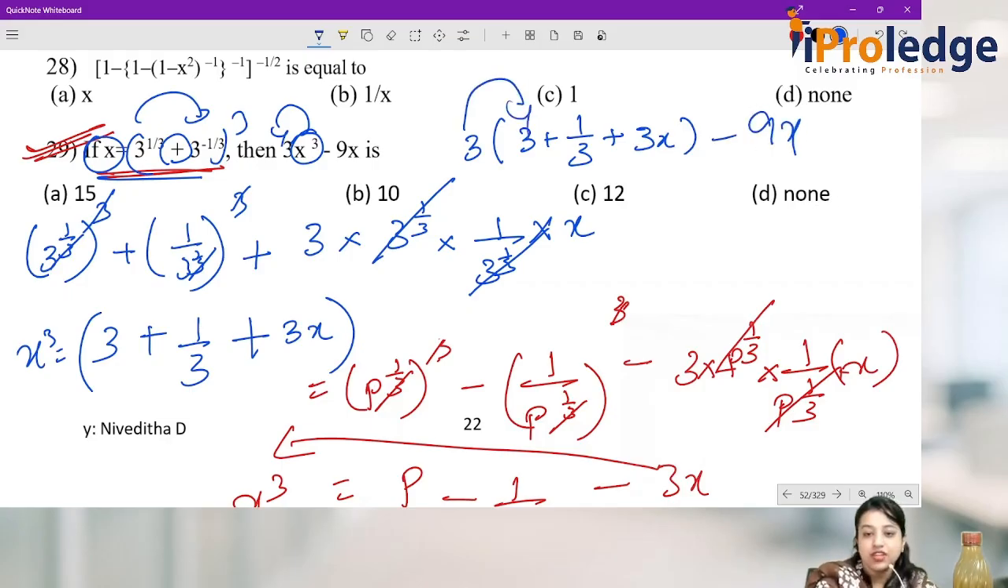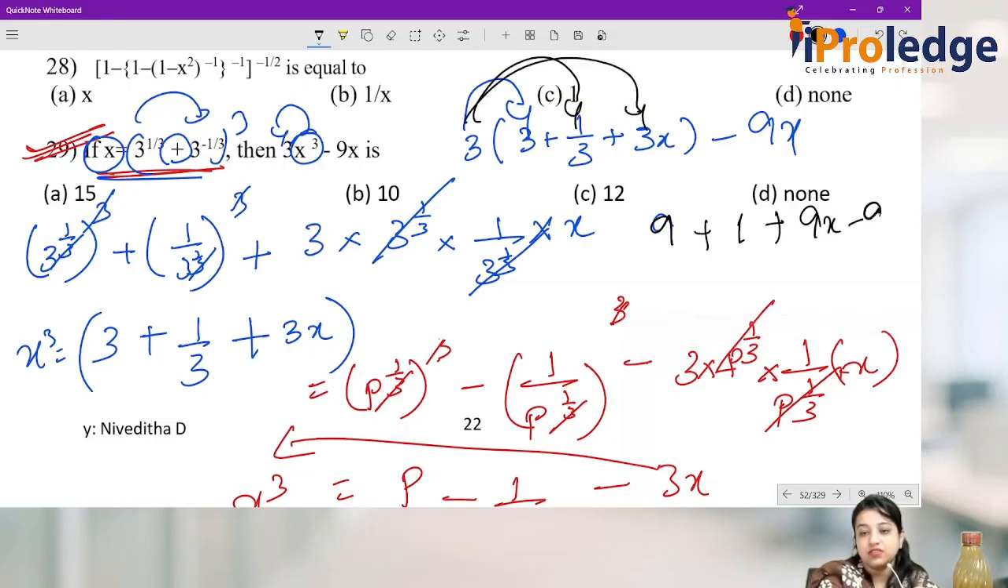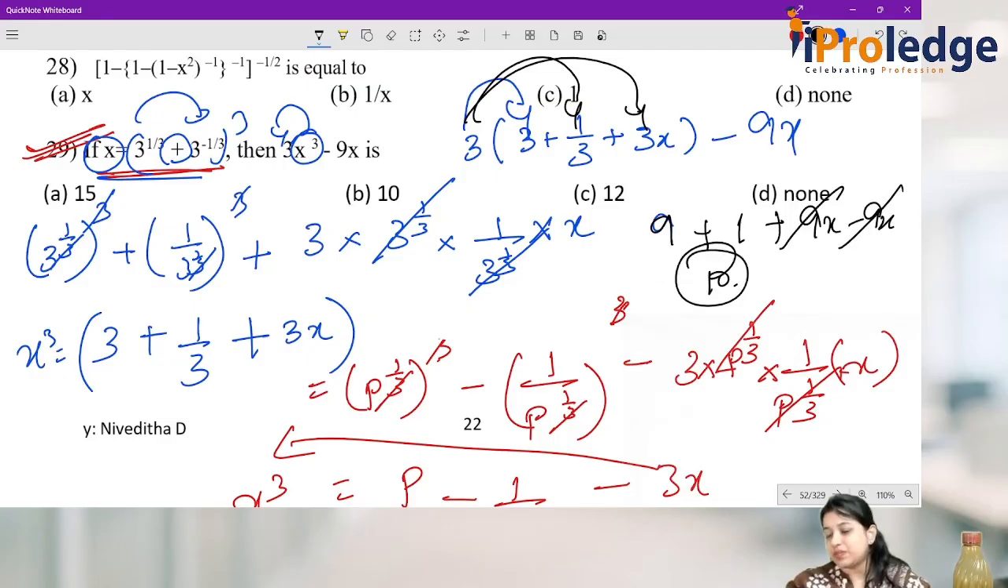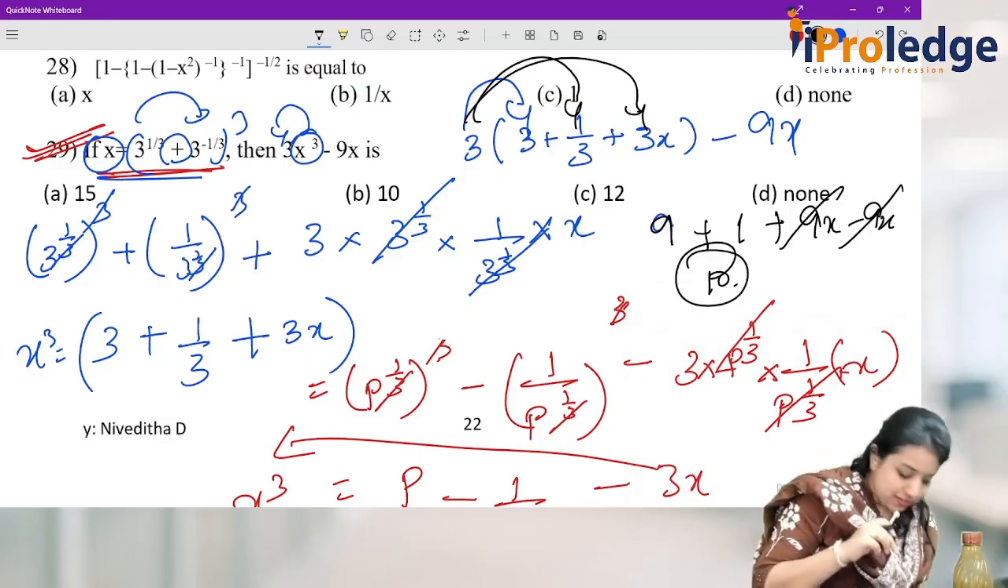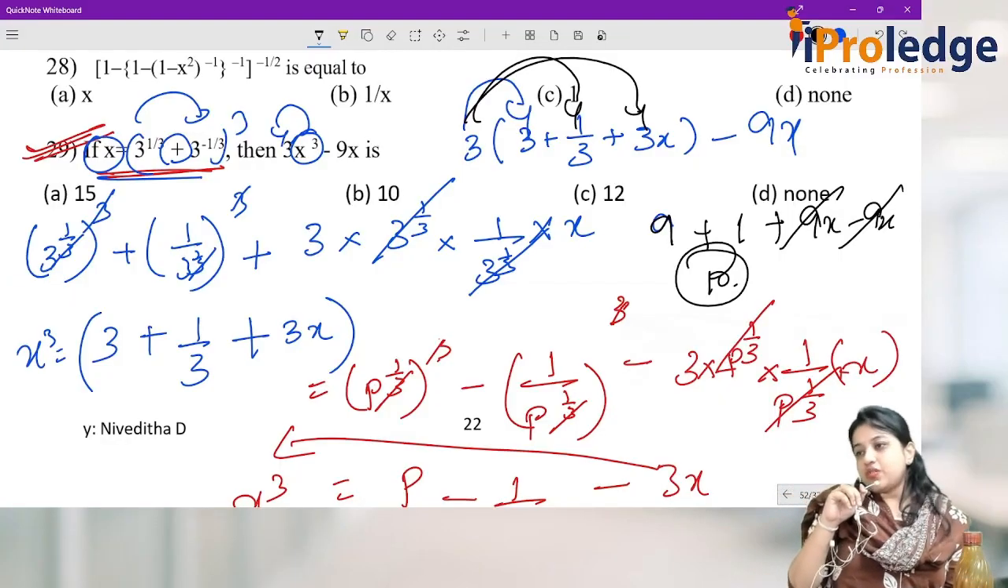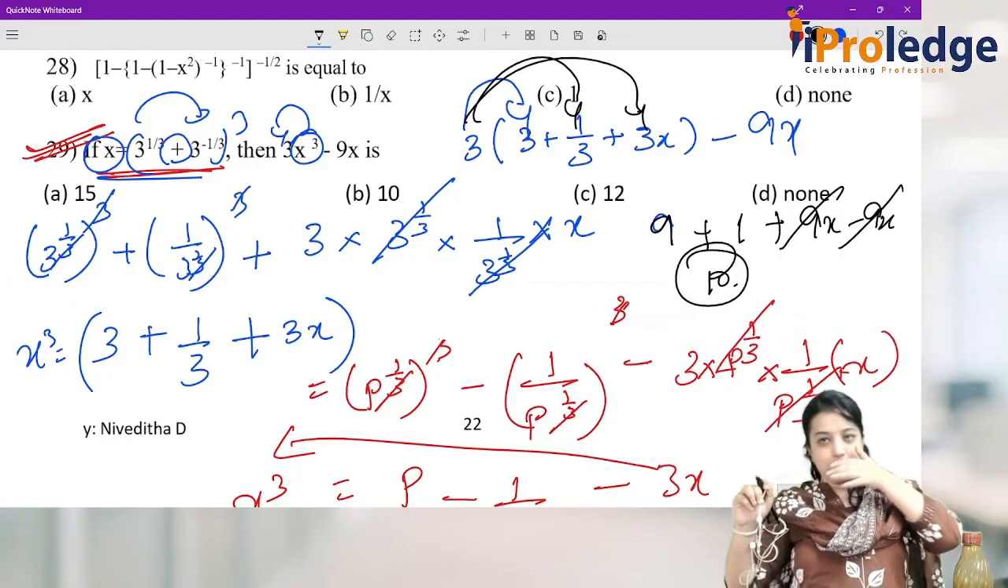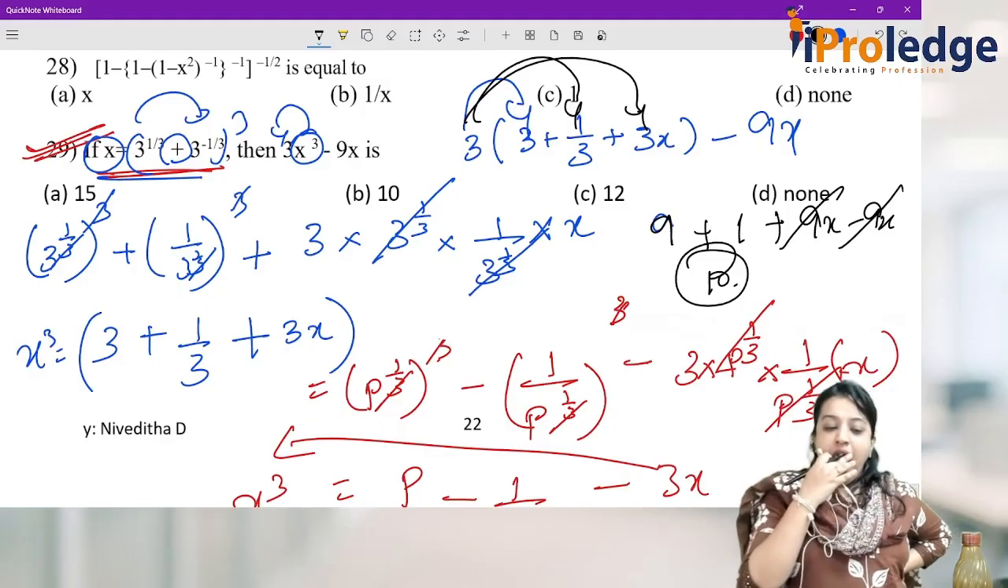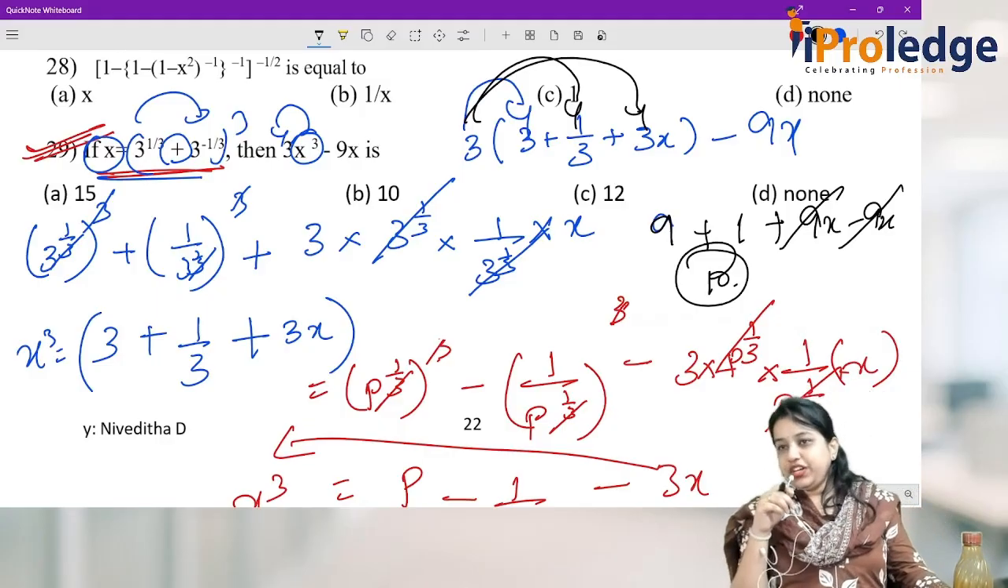What is 3 into 3? 3 into 1 by 3. 3 threes are 9, plus 1 is 10, or else you can add it: 3 plus 1 by 3 is 3.333. If you multiply 3.333 with 3, you will get 10. It's a very important question.